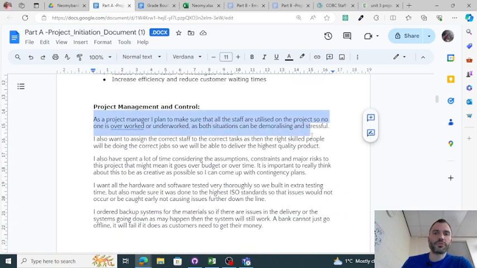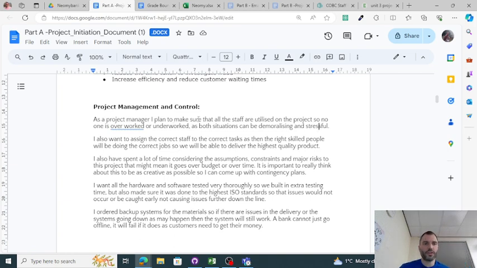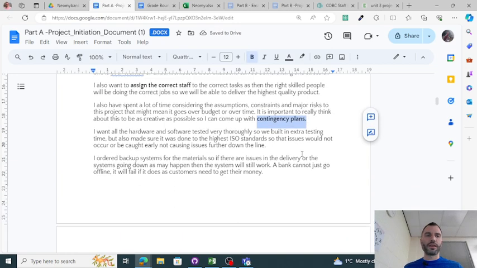And then project management and control. So what things did I discuss here? Well, I wanted to make sure that all the staff were utilised on the project, so no one's overworked. So that's the first thing. I talked about staffing. I also wanted to assign the correct staff to different projects, right? I also wanted to make sure that I spent a lot of time planning my assumptions, constraints, and risks. Why? Because the more of these you imagine, the better you are when you come across these issues, and you have contingency plans. So it's all about thinking about risk and contingency plans in projects, really, I think.